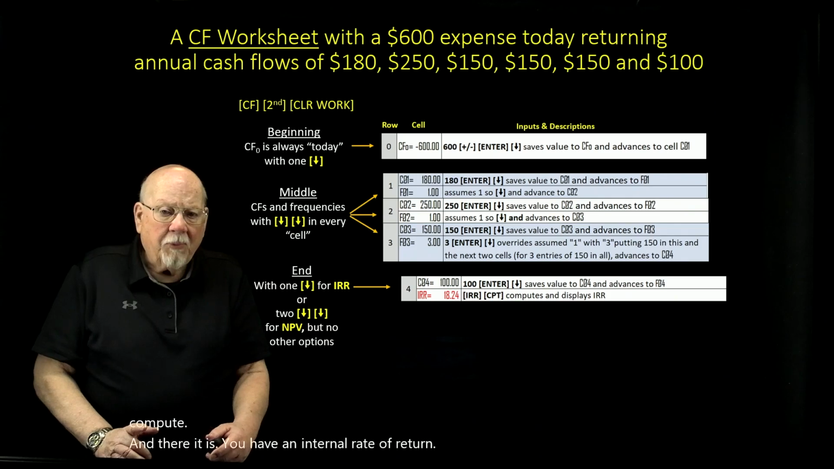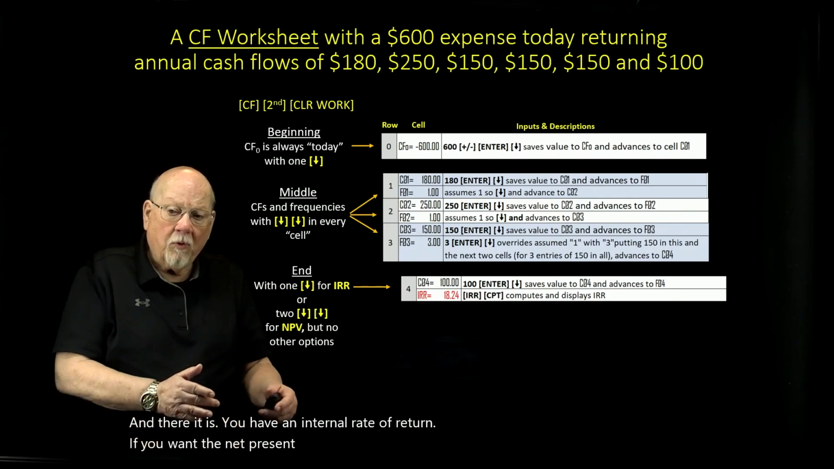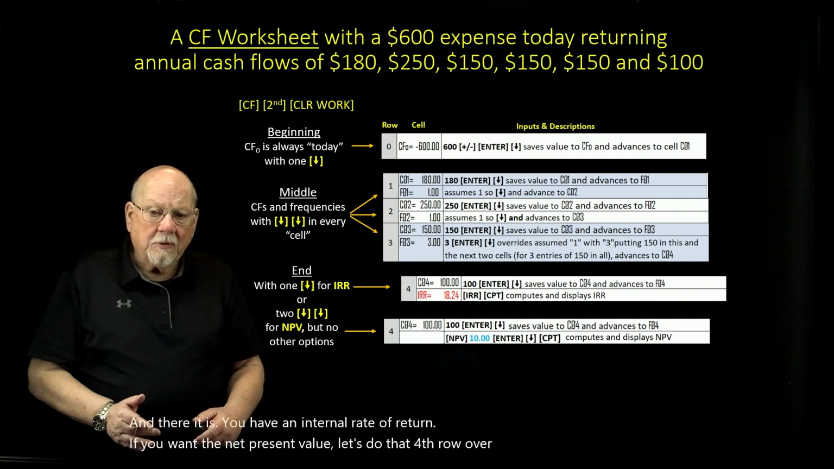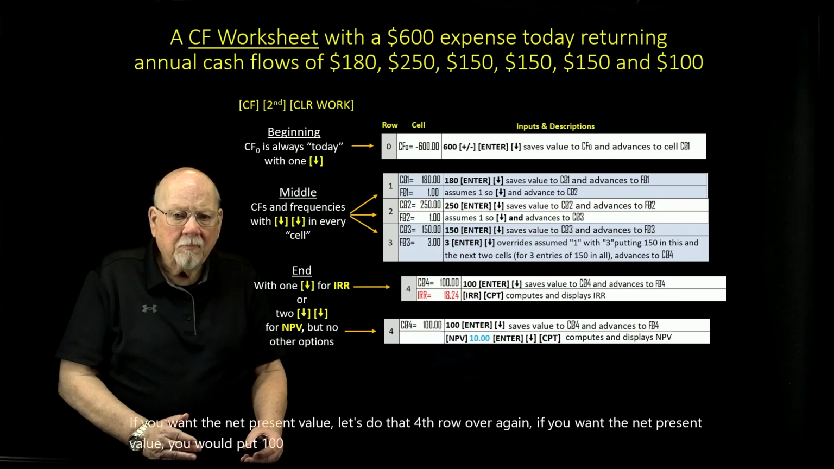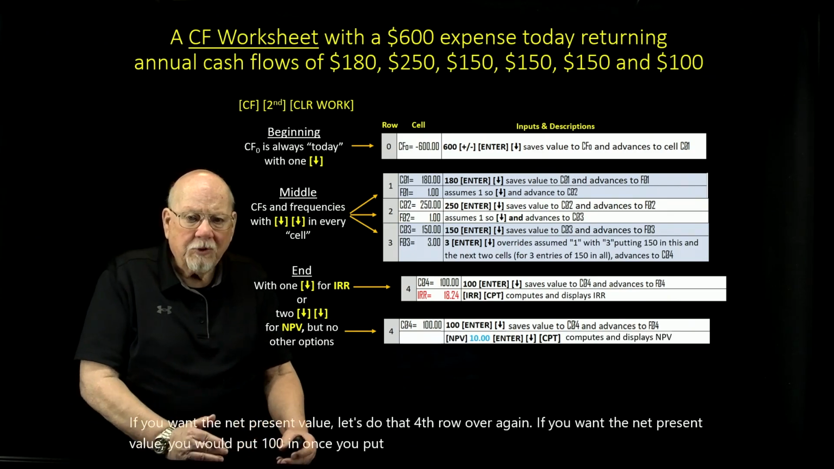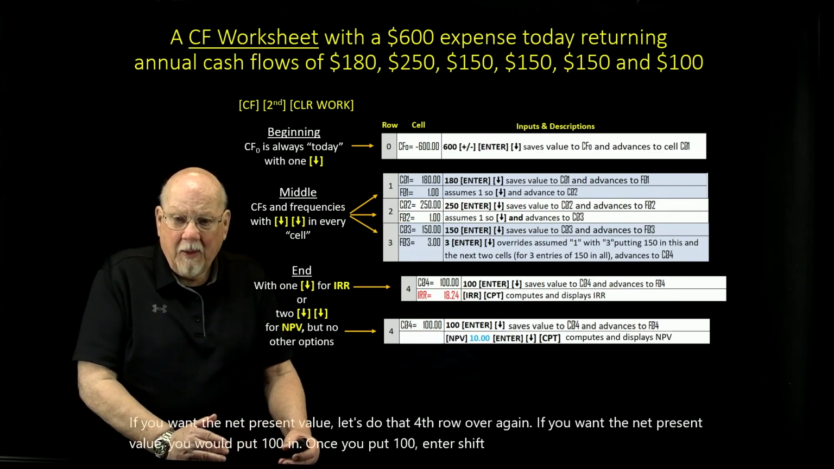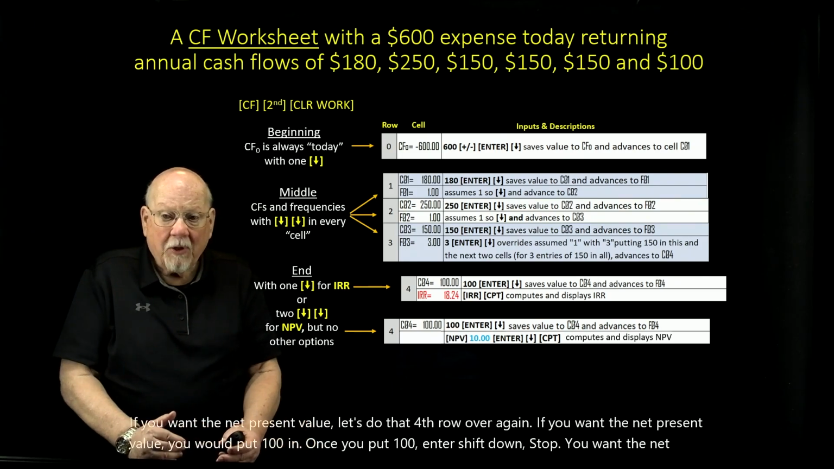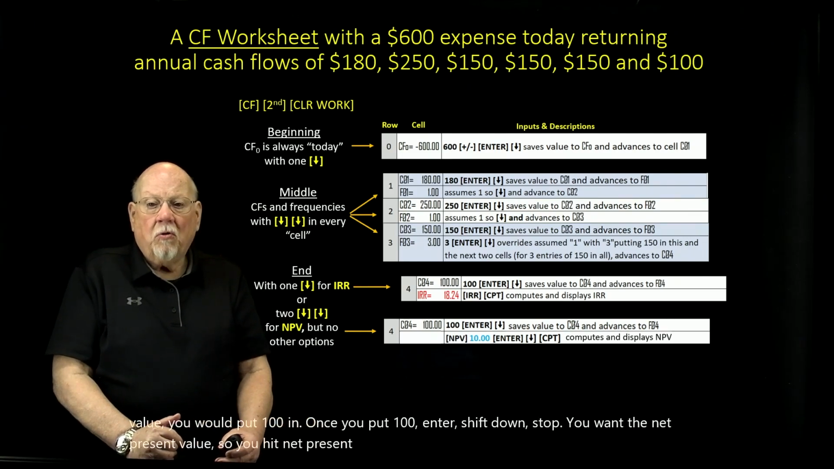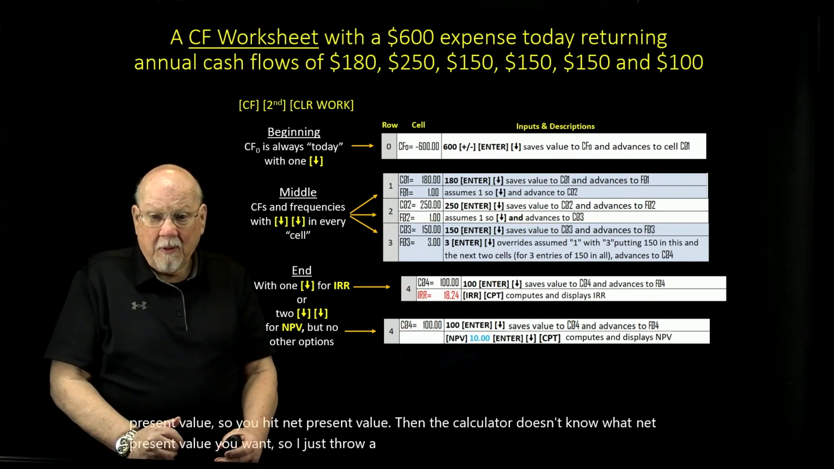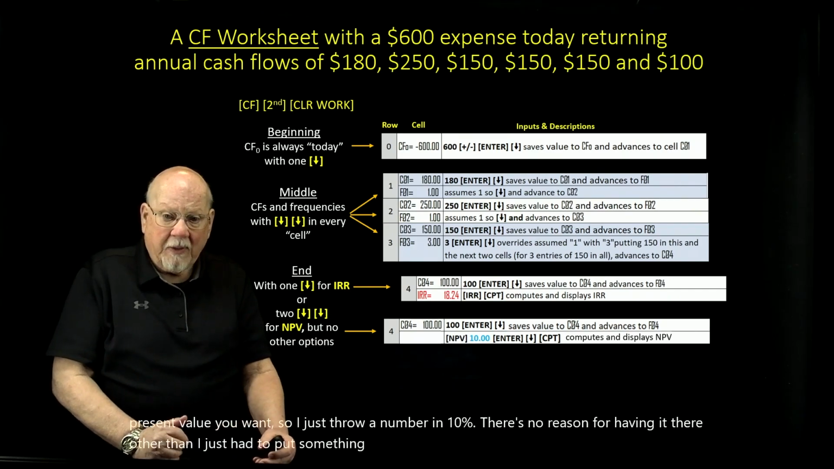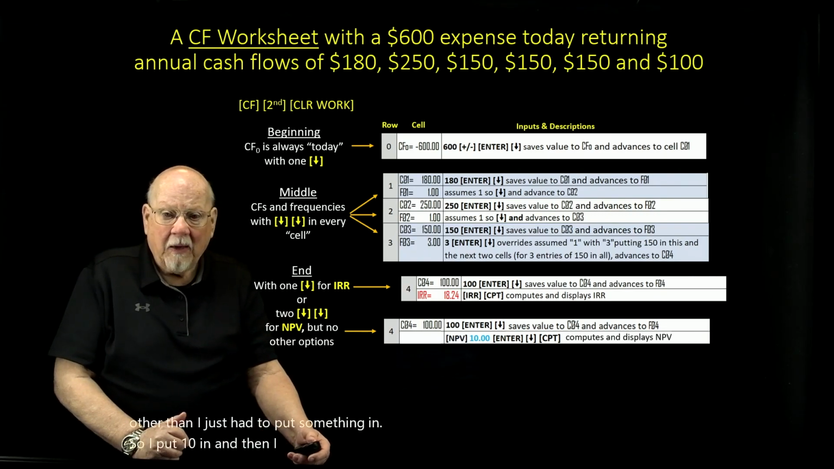If you want the net present value, let's do that fourth row over again. You would put 100 in once. You put 100, enter, shift down, stop. You want the net present value, so you hit net present value. Then the calculator doesn't know what net present value you want. So I just throw a number in, 10%. There's no reason for having it there other than I just had to put something in. So I put 10 in, and then I hit compute, and then I get my answer when that happens.